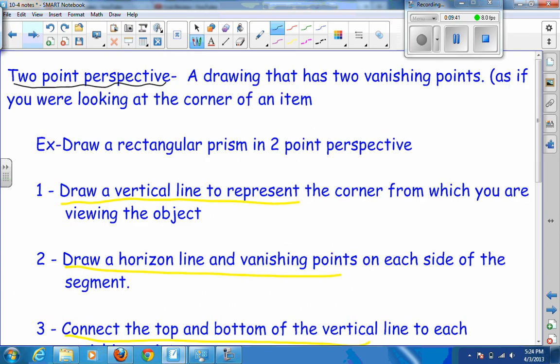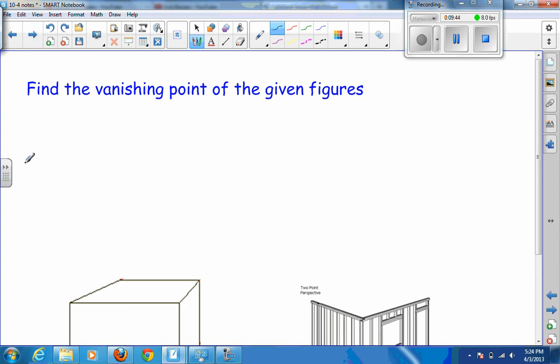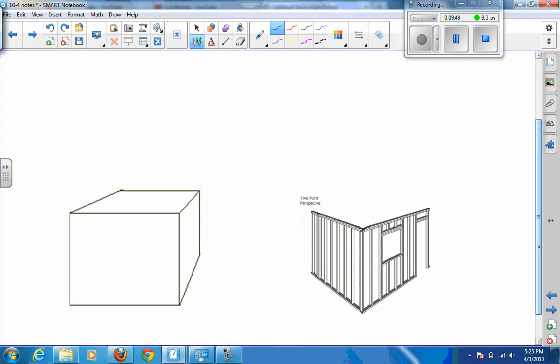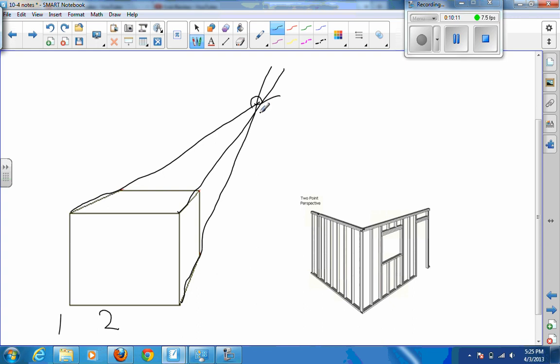Let's go into the next slide. Find the vanishing point. Now we're going to work with the same steps, given that we already know what our figure is. Is this 1 or 2-point perspective? Well, I need to figure out where my lines go back, so I need to trace these lines back. All of these lines should intersect at the same spot, and my vanishing point was right here, so that's the vanishing point.